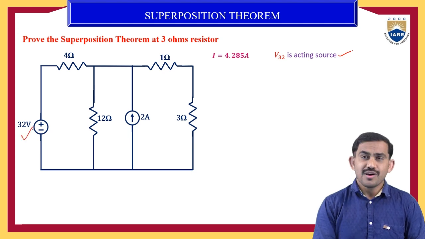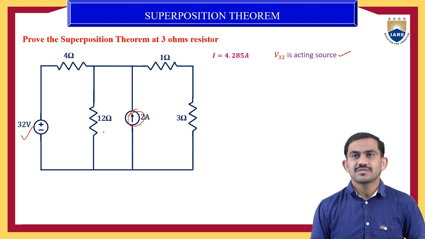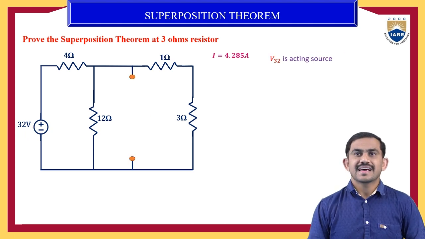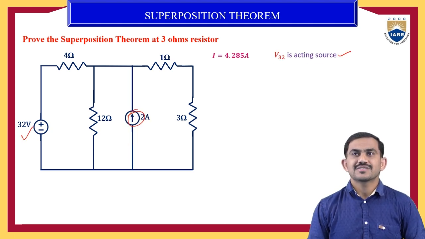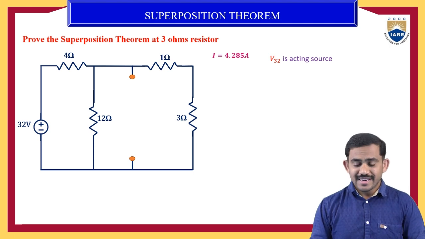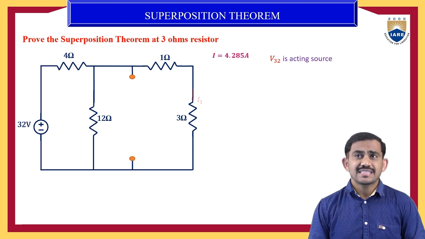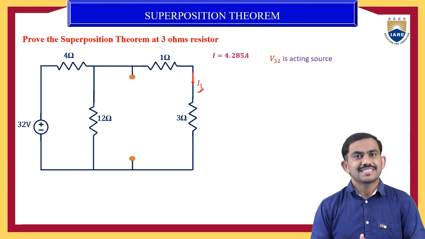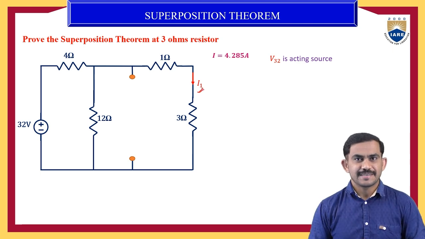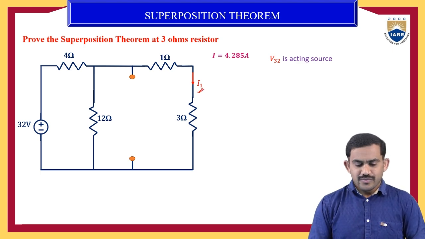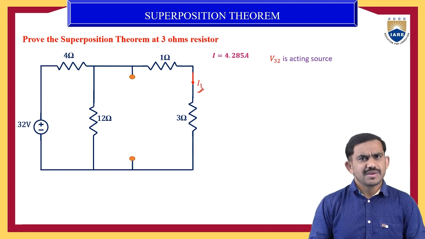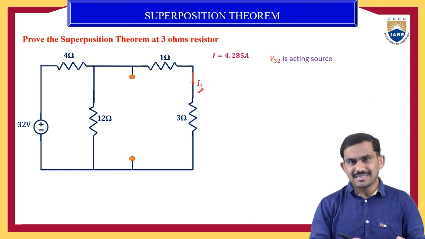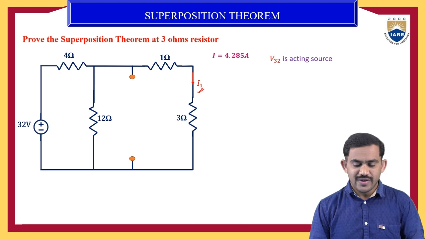Your 32 volts is acting now. What about your current source? It's open circuit. Then I need to find I1 at the same 3 ohms resistor, in the same branch. You can use any method; here I need to use mesh analysis. So using mesh analysis I can find the I1 value.